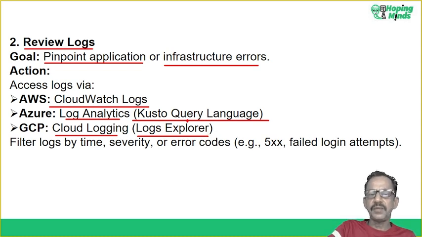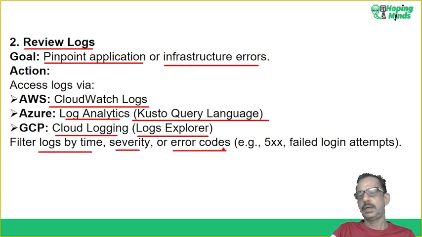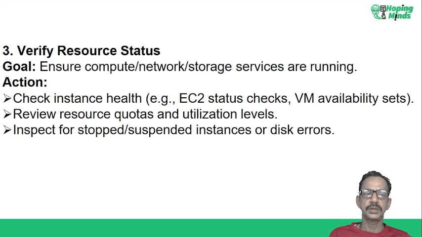When we are watching the logs, we can set filters to come to a specific point: by time, by severity level, by error code level. Pinpoint where the problem is coming from. At what time did the problem come? What was the severity level? Or on the basis of the error code also. We should review all the logs for any kind of trouble that we are facing in our environment.